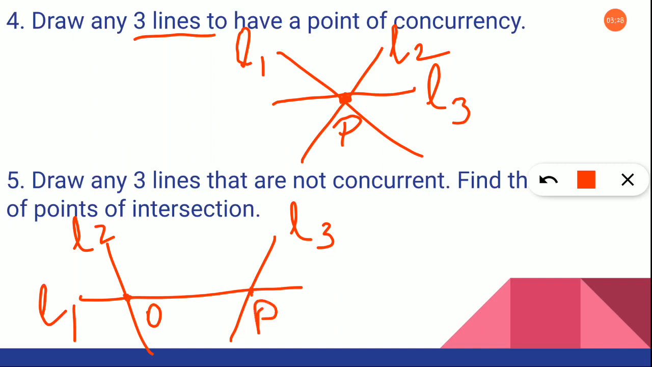Okay. Now, how many points of intersection am I having? I am having 2 points of intersection. So you have to write it as points of intersection is equal to 2. You can draw in any method. If you are going to draw all the 3 lines without any intersection point also, it is fine. Okay. You have to write the points of intersection as 0.